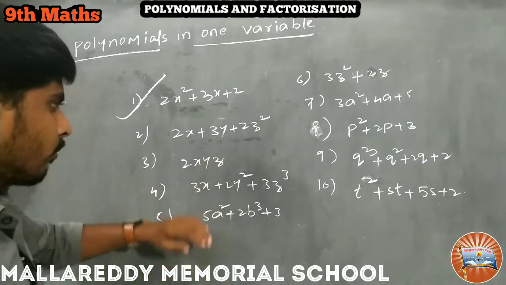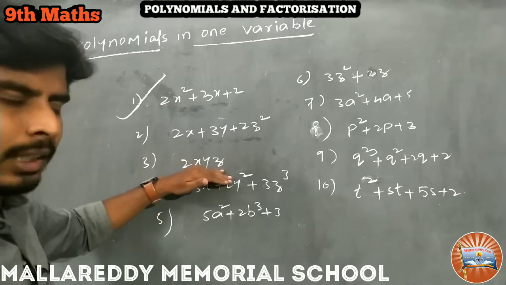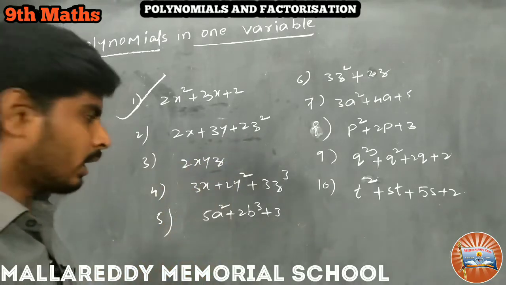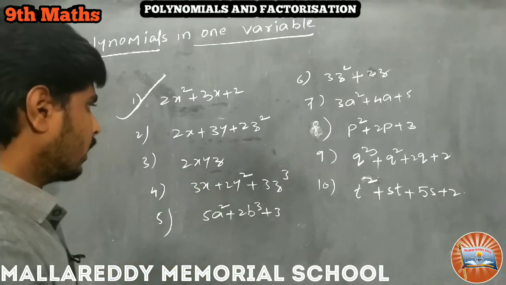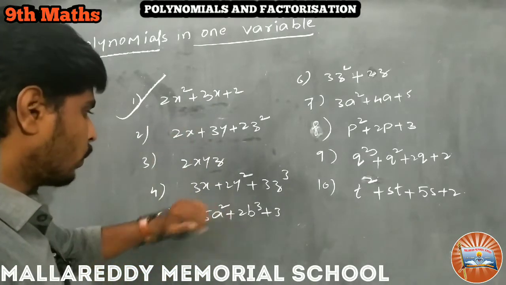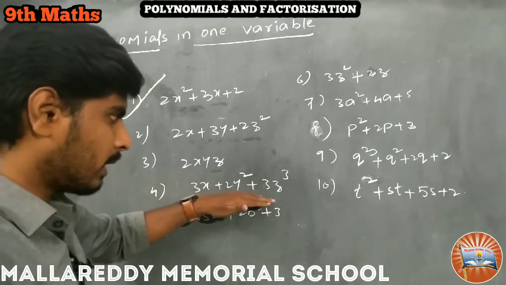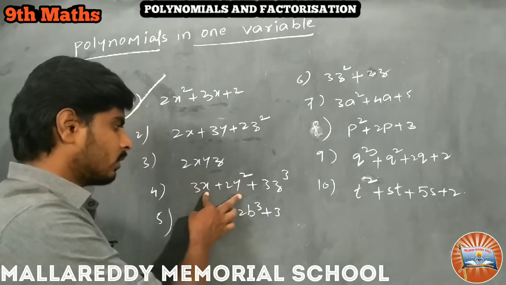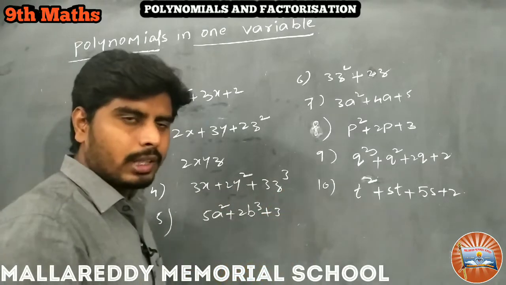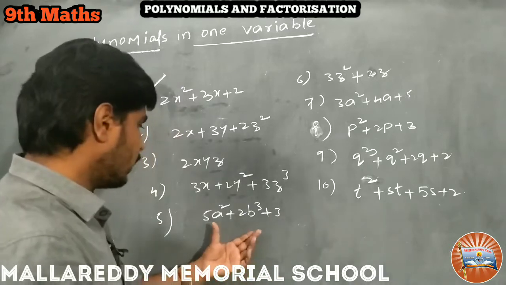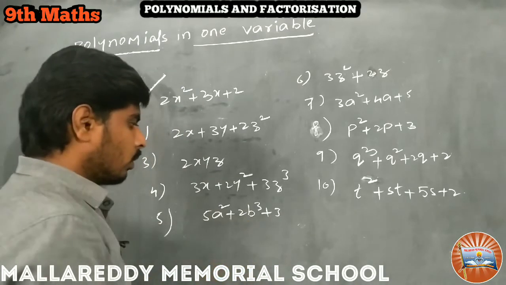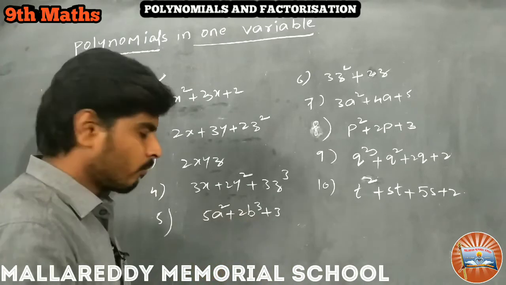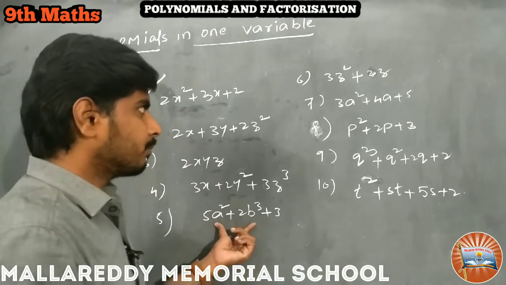Next, the third one, is it a polynomial? 2xyz. Yes, it is a polynomial. The involved variables are 3, what are they? x, y, z. This does not belong to our criteria. Next, the fourth one, 3x plus 2y square plus 3z cube. How many variables are involved here? x, y, z. Three variables. Coming to the fifth one, two variables are present in this algebraic expression, so it is nothing but a polynomial in two variables.